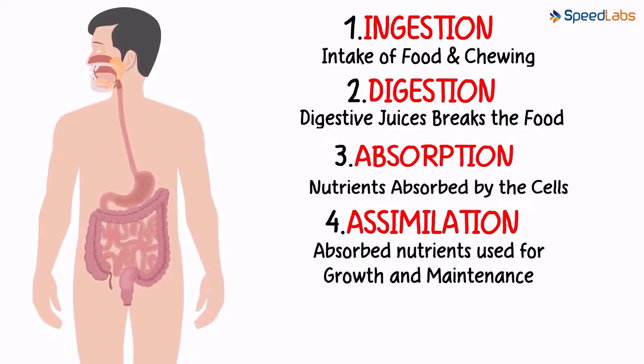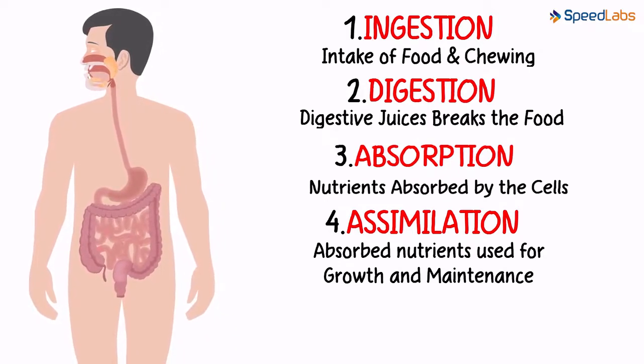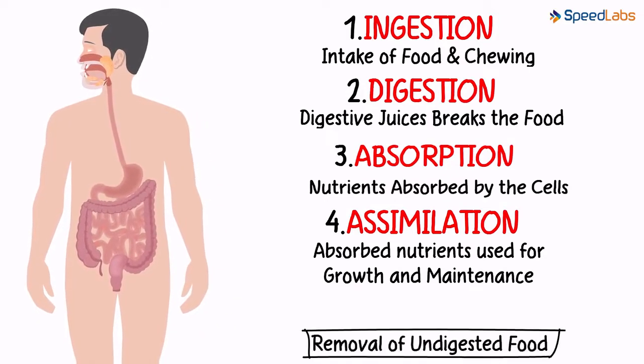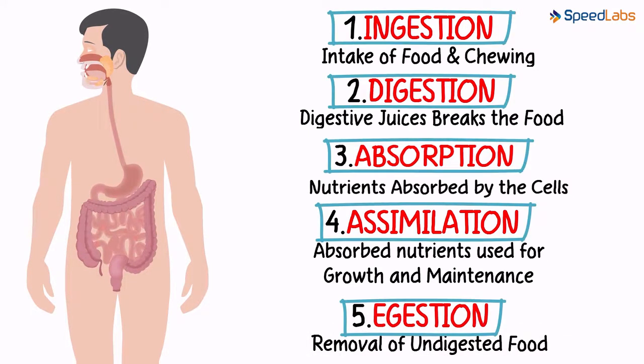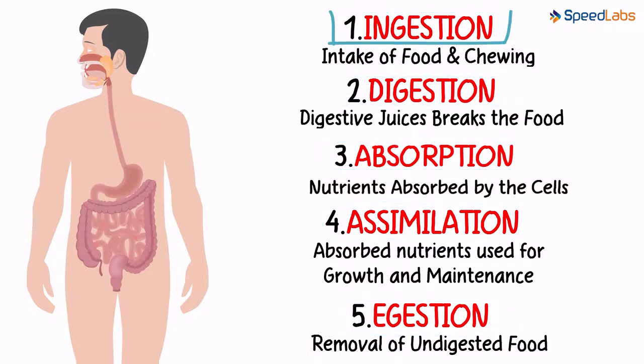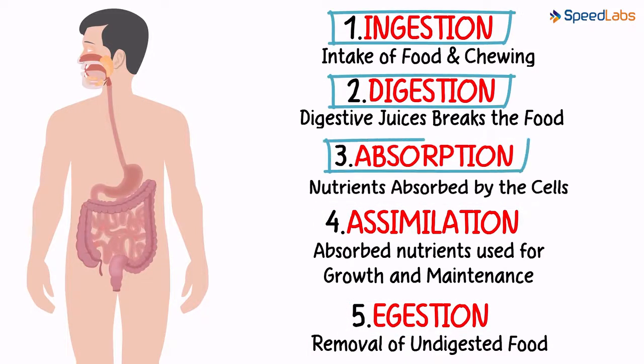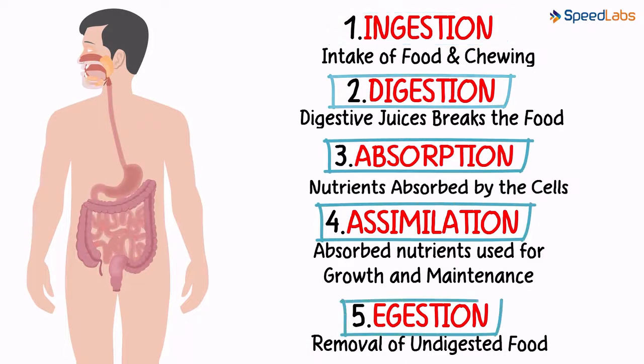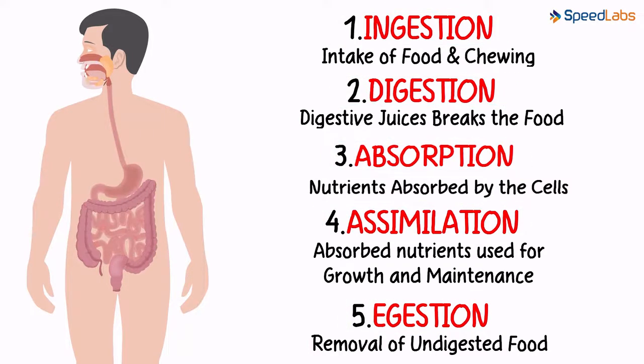Water is absorbed in the large intestine, and the remaining undigested food is removed from the body. This is called egestion. These are the 5 important stages: ingestion, digestion, absorption, assimilation, and egestion. This is how digestion happens in humans, but it may differ in other animals.